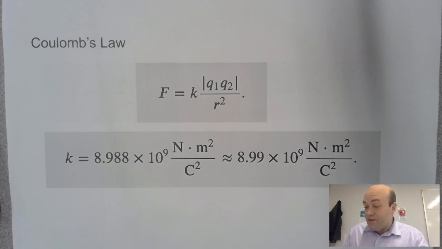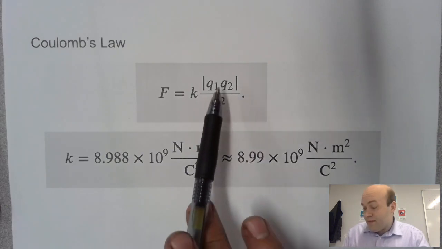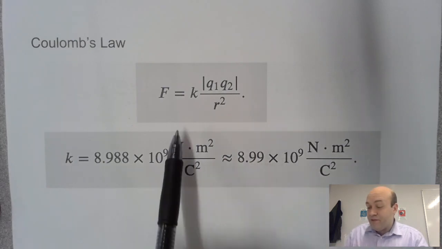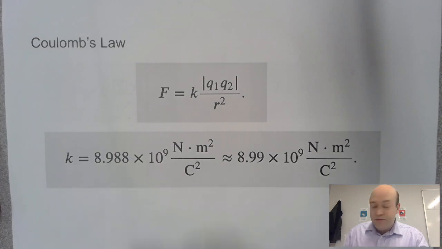Now that can either be force attracting or force repelling. That's why we have the absolute value here. It doesn't really matter whether the two charges are attracting each other or repelling each other. We're just interested in the magnitude of that force in newtons.